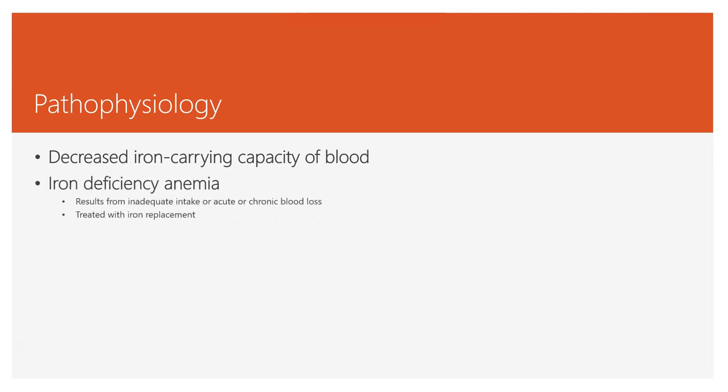Anemias are classified by erythrocyte size and hemoglobin content. Size is referred to by the terms microcytic, which is small, macrocytic, which is large, or normocytic. Hemoglobin content is referred to by the terms hypochromic, which is a low hemoglobin, or normochromic.